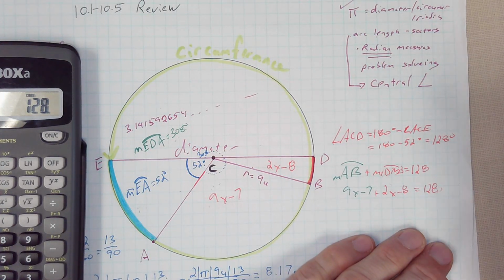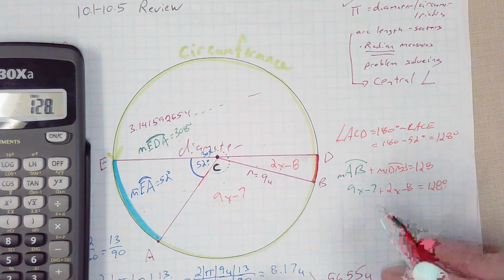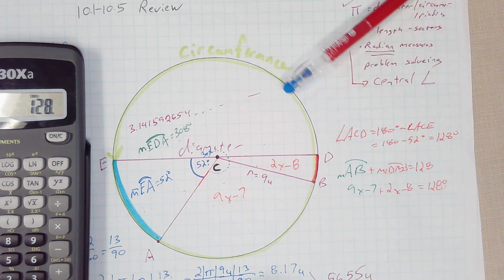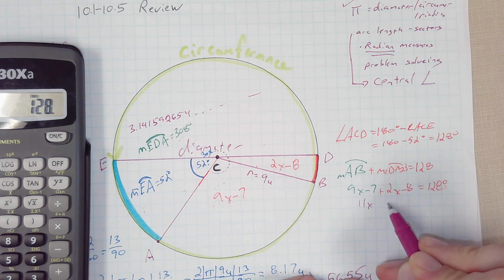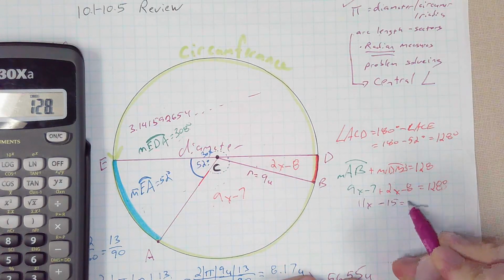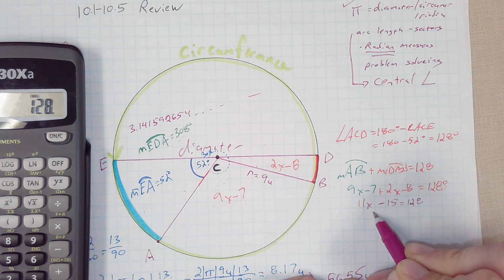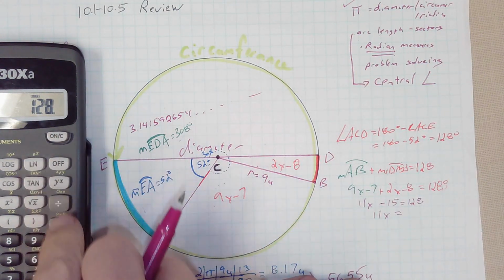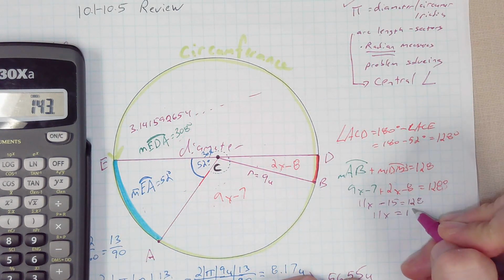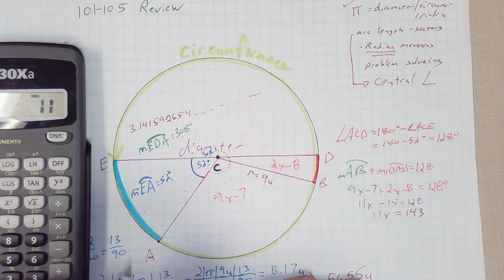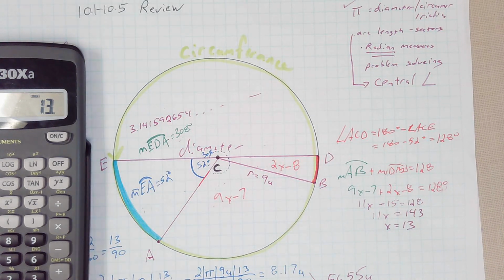128 degrees. All right, so we'll solve for x. It's going to be 11x minus 15 is 128, and then it's going to be 11x equals 128 plus 15, which is 143. 143 divided by 11, x is going to be 13. X equals 13. All right, so now x is 13.